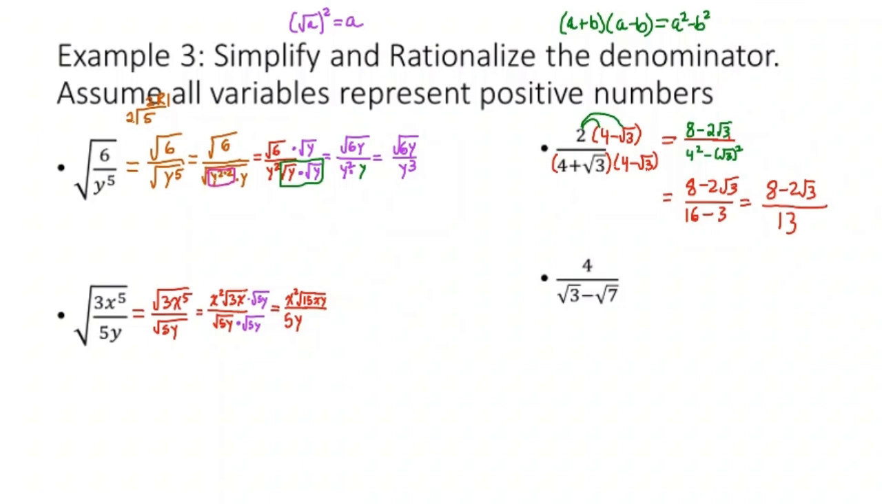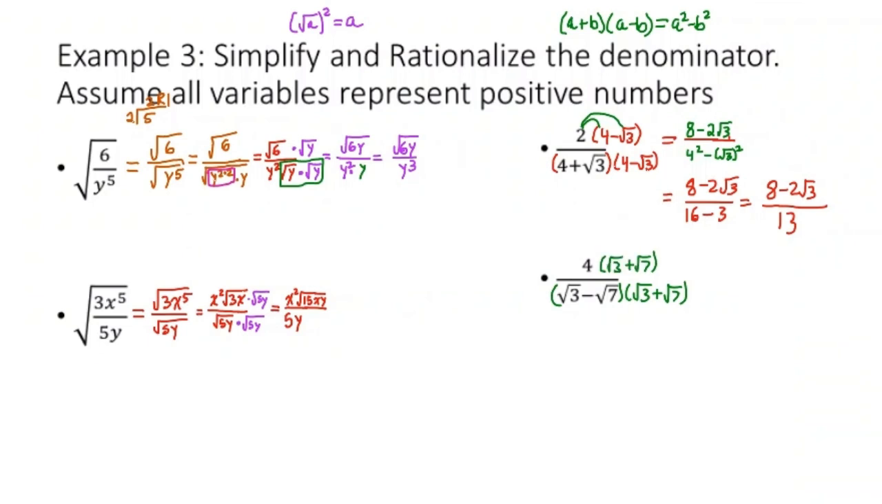In the next example, we're going to simplify 4 over square root of 3 minus square root of 7. Just like before, we're going to use conjugates since our denominator is a sum or a difference involving radical expressions. The conjugate of the square root of 3 minus square root of 7 is the square root of 3 plus the square root of 7, and we're going to multiply the numerator and denominator by the square root of 3 plus the square root of 7.